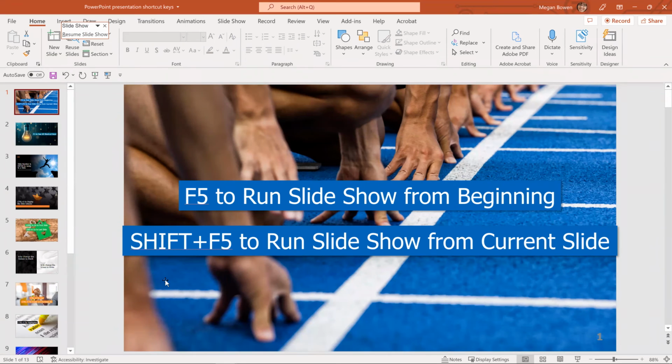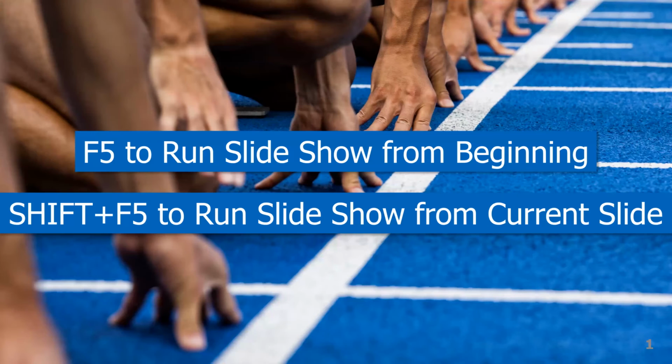The F5 function key, as you can see right here, is a great way for us to run a slideshow from the beginning. But let's say you want to see how a particular animation or a layout looks in a slide and you're just in the middle of your presentation. Press Shift F5 and that will run the slideshow from the current slide. So that can be a really handy way for you to work with it.